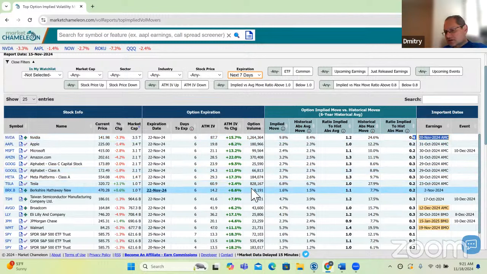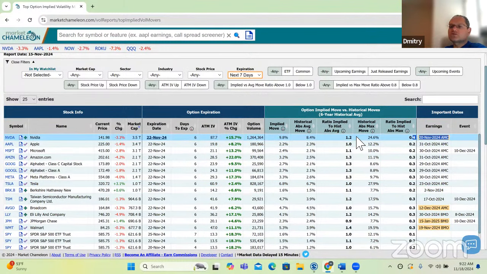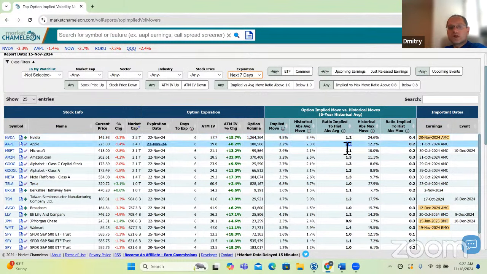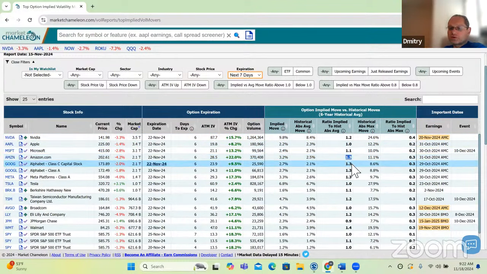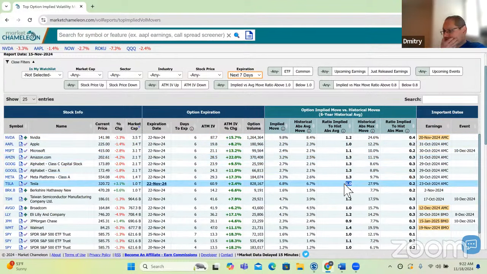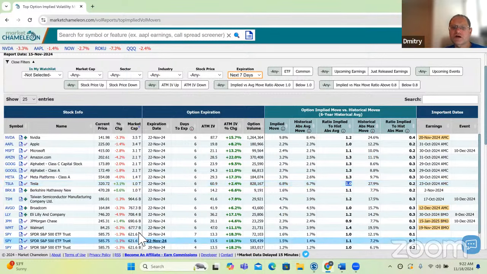At the same time, we could take a look at their ratios. How does the implied move compare to the historical move for each stock? So we could see the ratios as well: 1.2, 1, 1.1, 1.3, 1.3, 1. Now we're getting a sense, on a relative basis, of how things are priced, not only by stock, but by groups of stocks. We could even see versus SPY here.